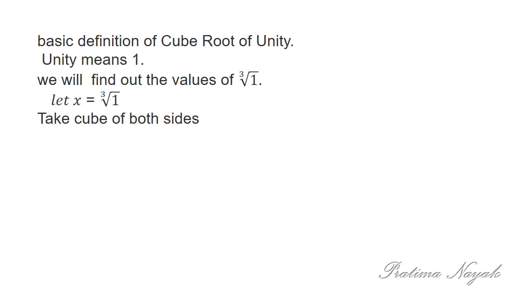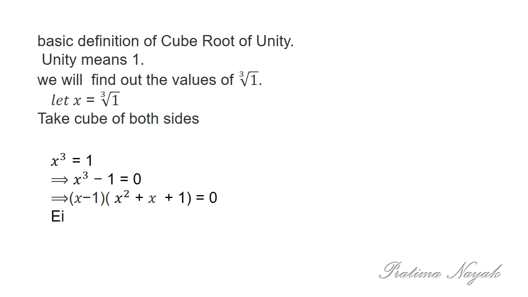Now taking cube on both sides, we get x cube is equal to 1. This implies that x cube minus 1 is equal to 0. Now we'll factorize. So (x minus 1) into (x square plus x plus 1) is equal to 0. So there are two factors: one is x minus 1 is equal to 0, or x square plus x plus 1 is equal to 0.